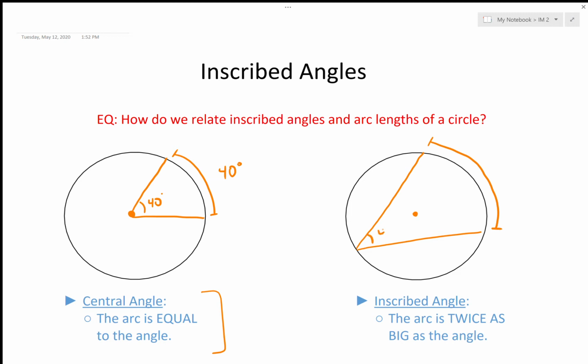So let's use the same number here. If this was 40 degrees, it opens up and you see it covers more of the circle this time than on the central angle. So this one's twice as big. So if it's 40 inside, it's 80 outside. If it's at the center, it's the same size. If it starts somewhere else on the outside of the circle, the arc is twice as big. All right, so we're going to be using that today.